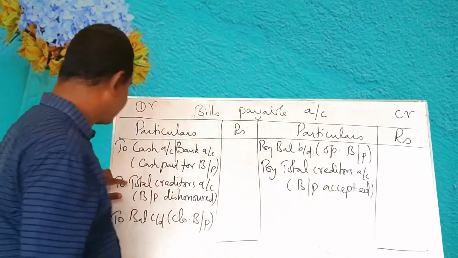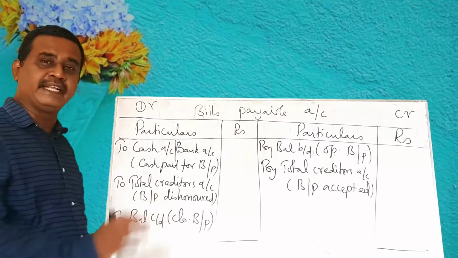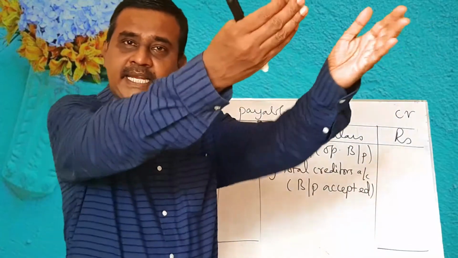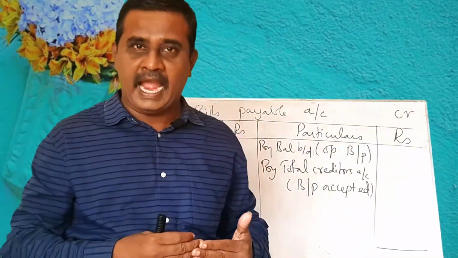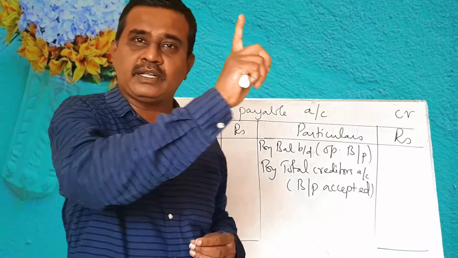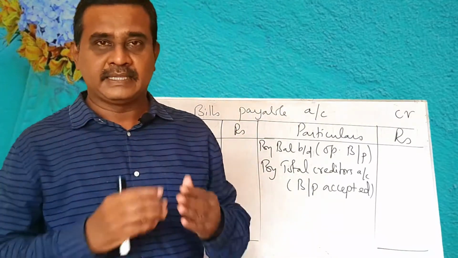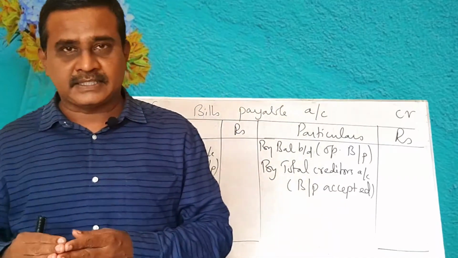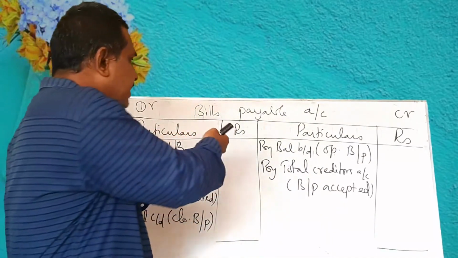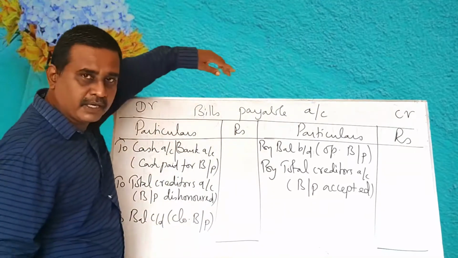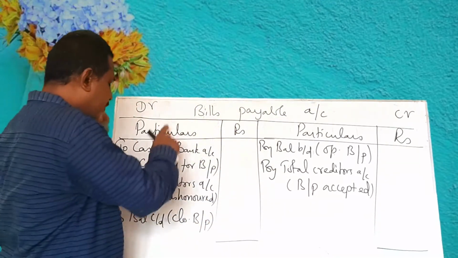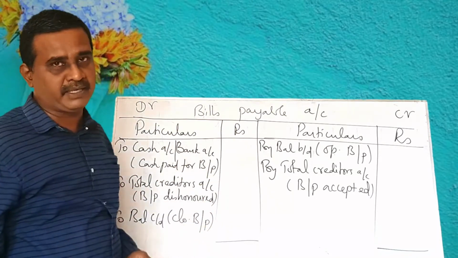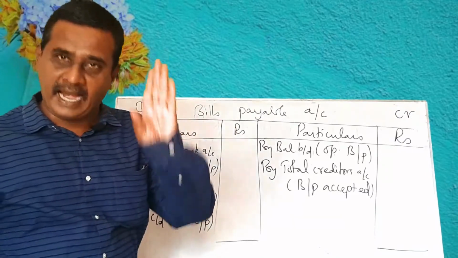Now let us come to the next one. Bills payable dishonored. What happens when bills payable are dishonored? They will send back the bills payable to us and we have to get them and the total creditors amount should be credited. The entry is bills payable account debit to total creditors account. How to post that entry in the bills payable account? I take the bills payable account and come to the debit side. In the particulars column, I write total creditors account. Within the bracket, you have to write bills payable dishonored so that you can remember and understand.